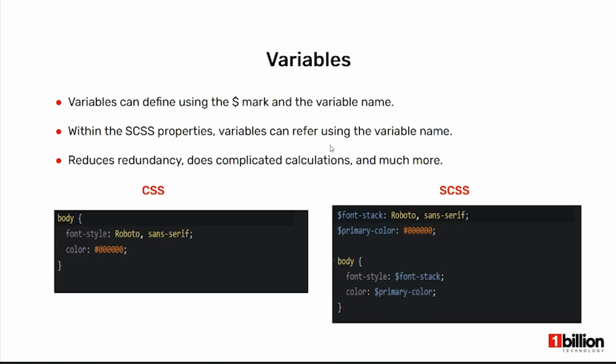Then if you want to change the primary color across the application, we can do it in one place by updating the primary color variable. But if we use conventional CSS, we have to update all the places which have the color property. And also, variables can be used to do complex math, library configuration, and many other tasks.